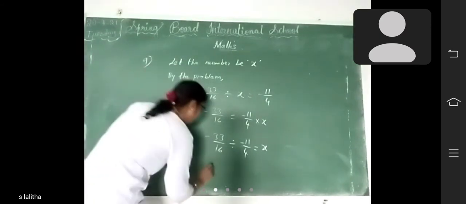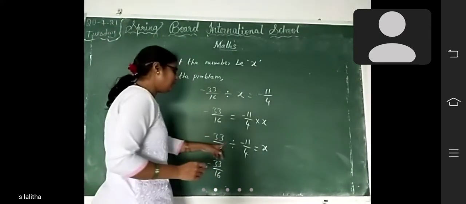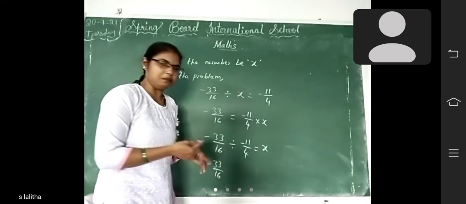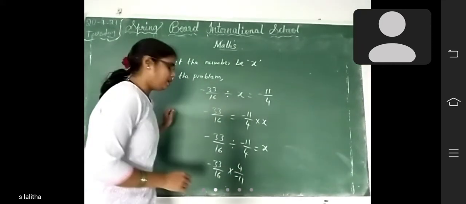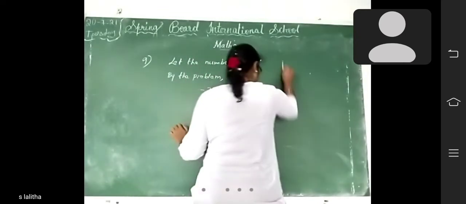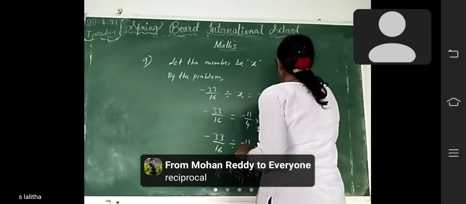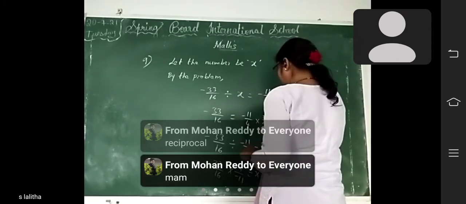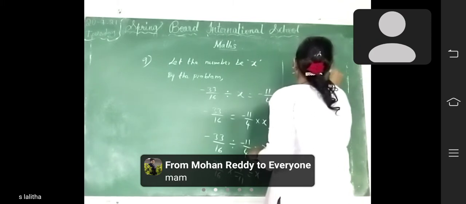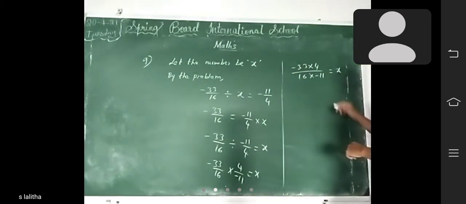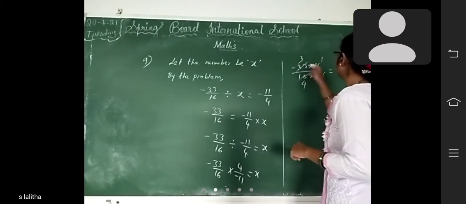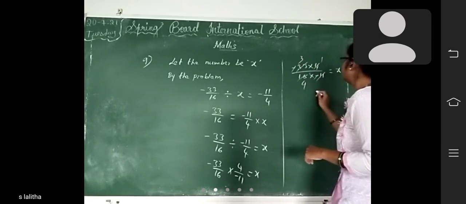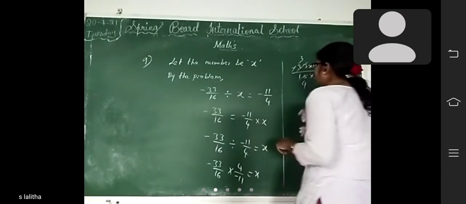Okay. Now minus 33 by 16, here divided by is there, you can convert into multiplication. Then the fraction will be reciprocal. That means 4 by minus 11. Okay. Equal to x. Now minus 33 into 4 by 16 into minus 11 equal to x. Cancellation do. 11 3s, 4 1s, 4 4s. So how much? Minus minus also will be cancelled. 3 1s, 3 by 4 equal to x.